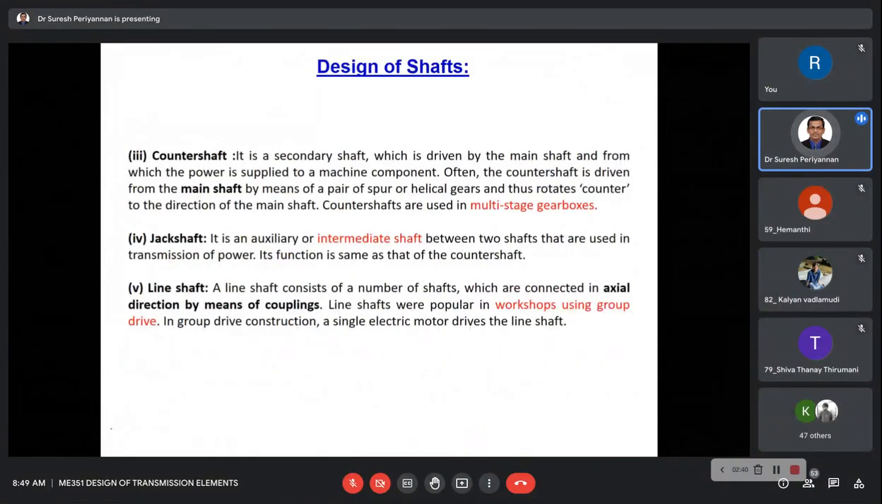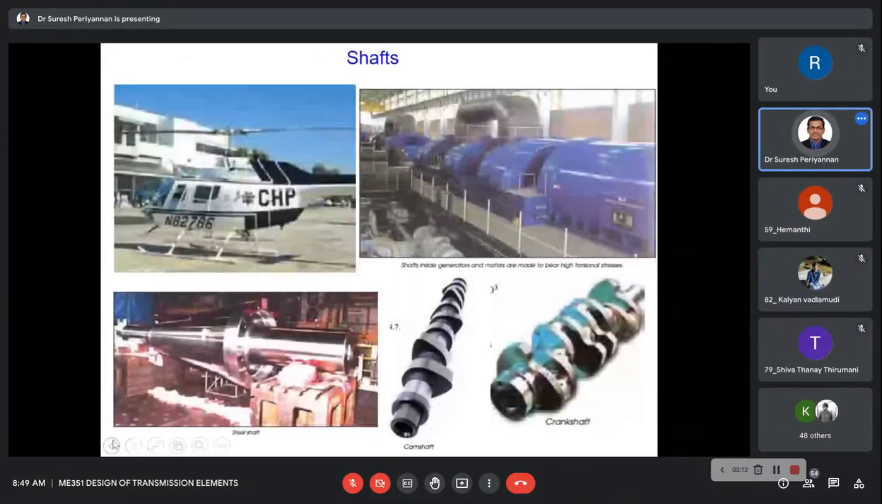Now we discussed the countershaft, jackshaft and line shaft. Countershaft and jackshaft are almost similar. A line shaft is a number of shafts connected in the axial direction with the help of couplings, where transmission over a large distance is required. In that place we are using the line shaft. I will show you some video before we go to today's discussion. Up to here is what we discussed in the last class. Now we go to today's lecture.